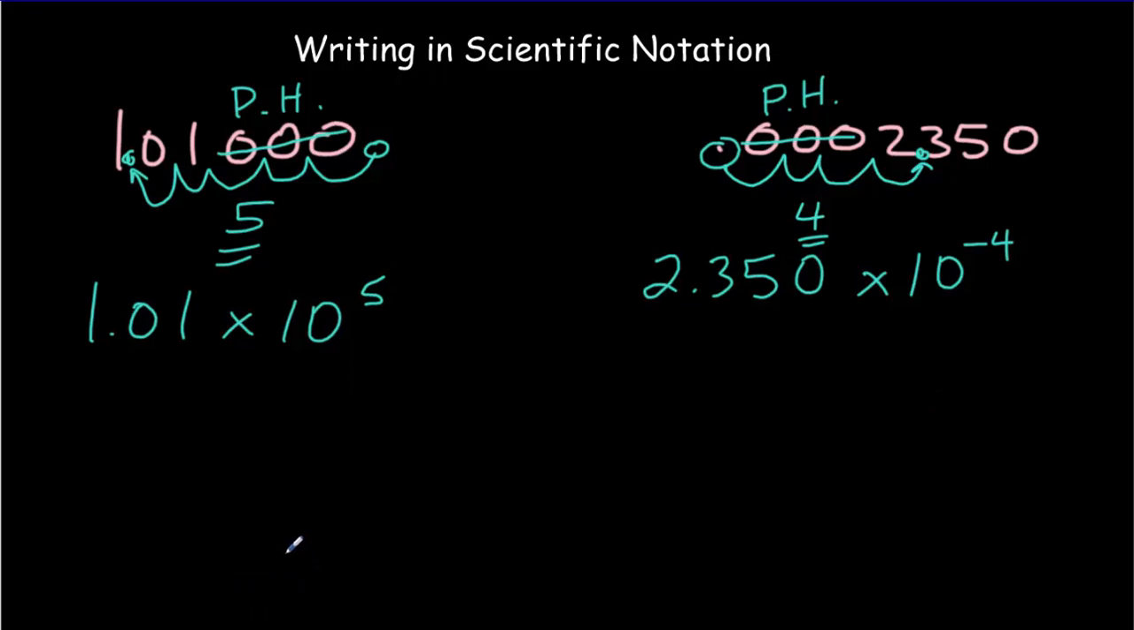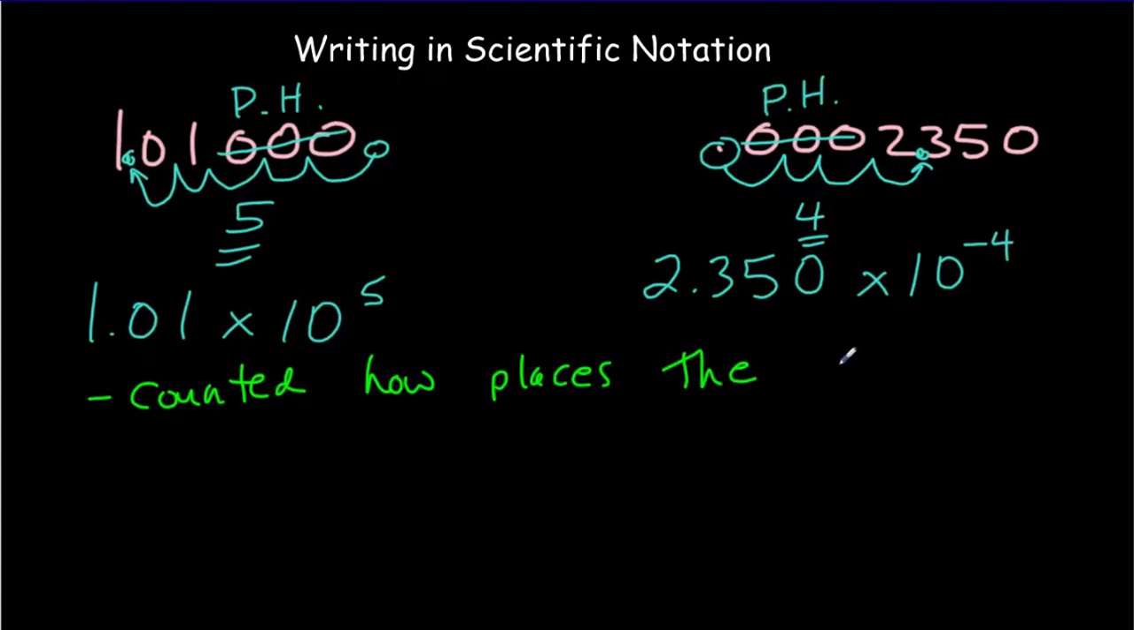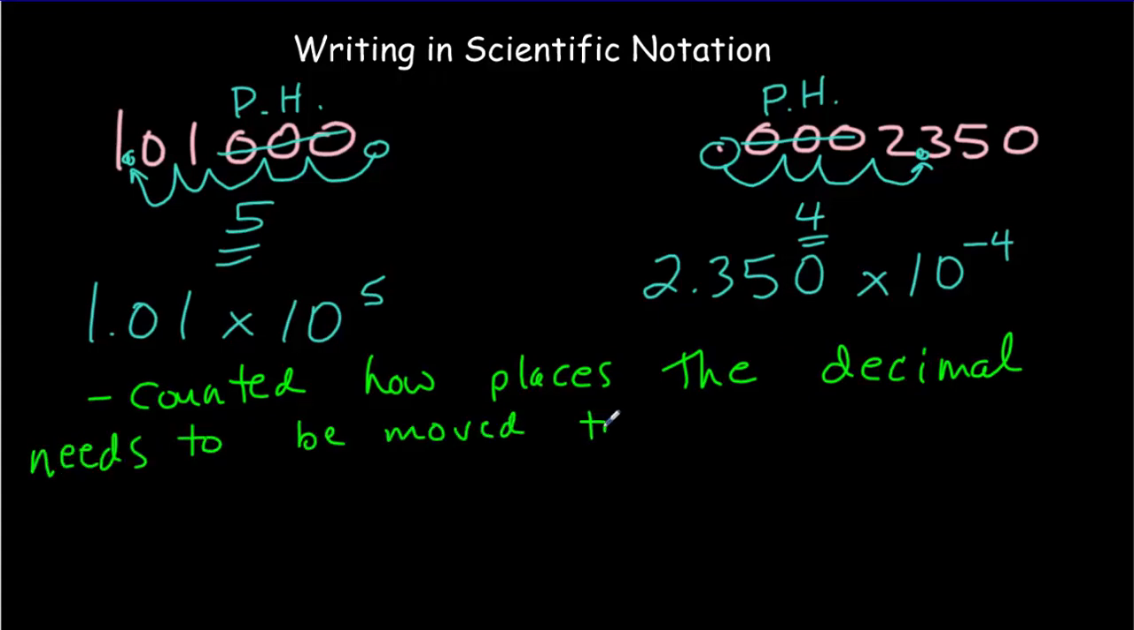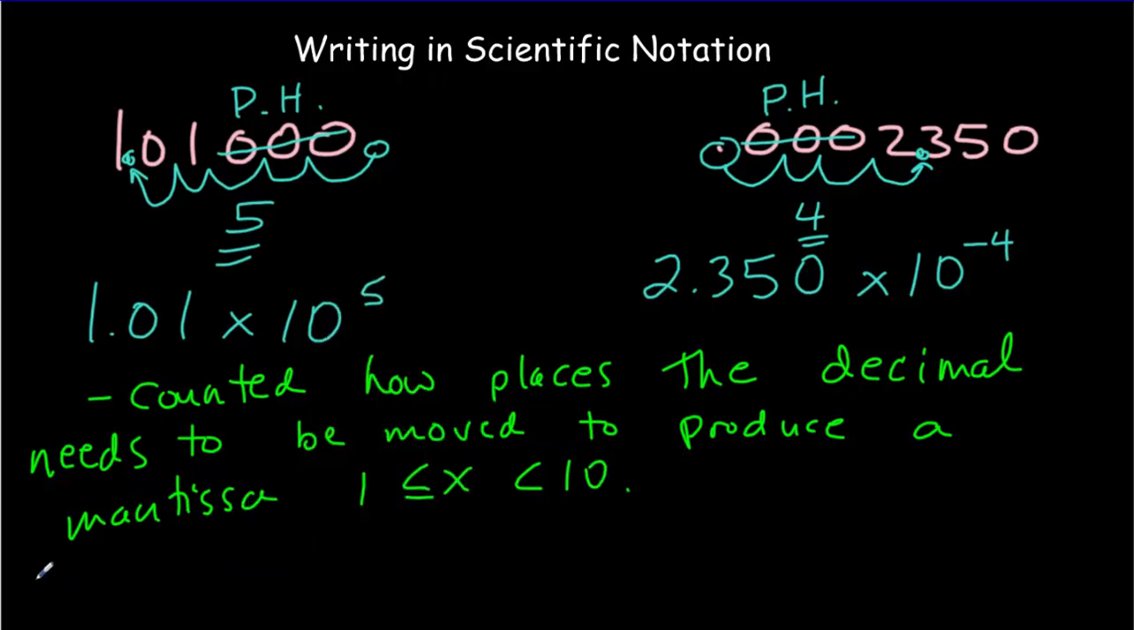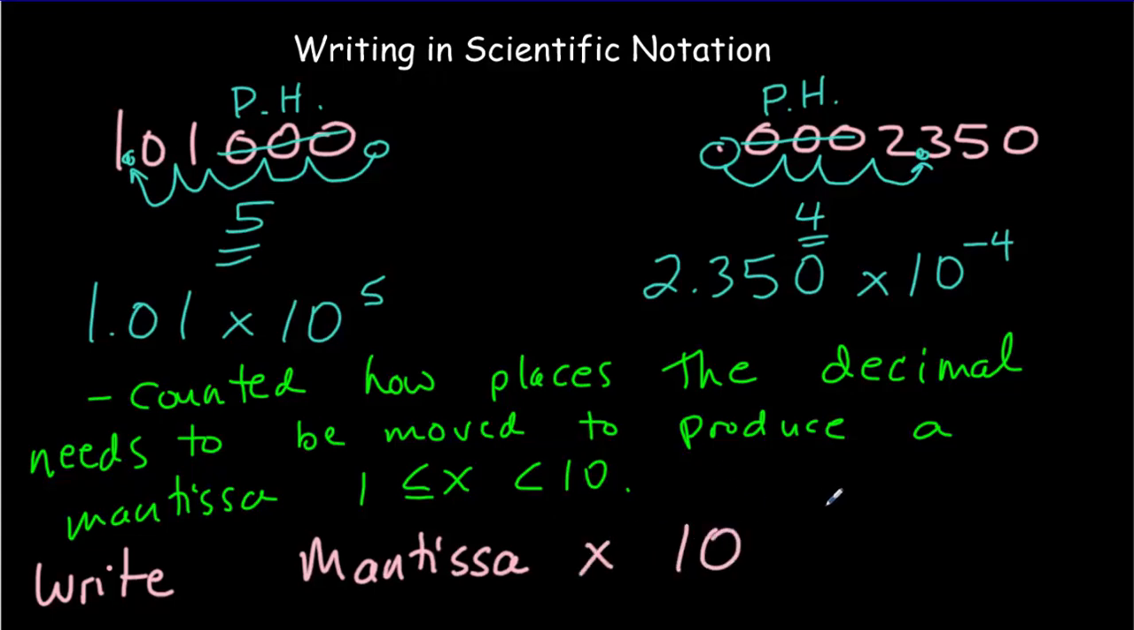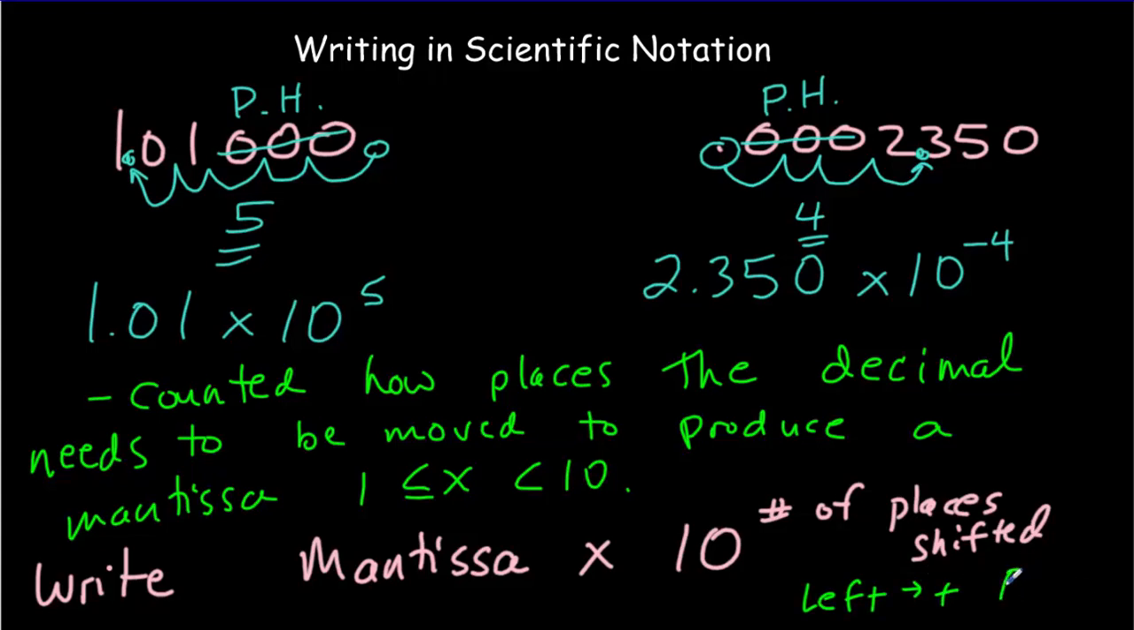So the steps that we were executing there: we counted how many places the decimal place needs to be moved to produce a mantissa where that mantissa is between 1 and 10. You then write down whatever that mantissa is, excluding placeholders, and multiply it by 10 to the number of places shifted. If that shift was to the left, then it's a positive exponent. If that shift is to the right, then it is a negative exponent.